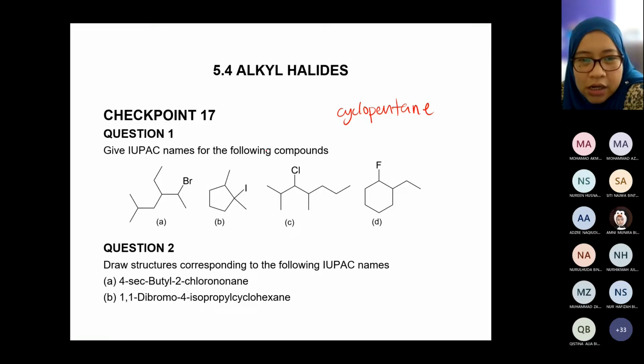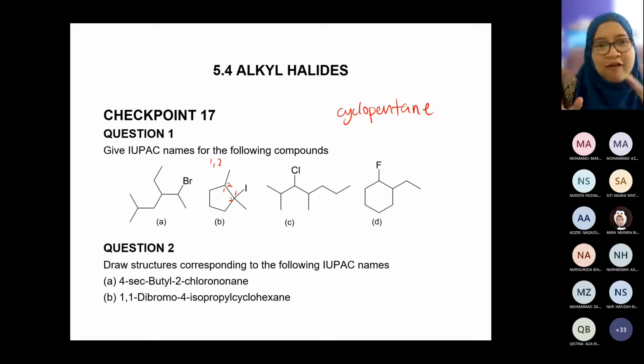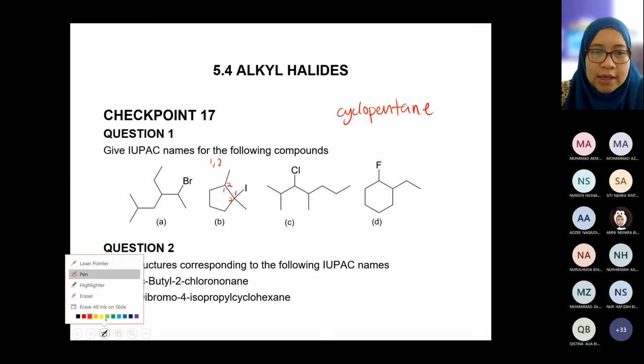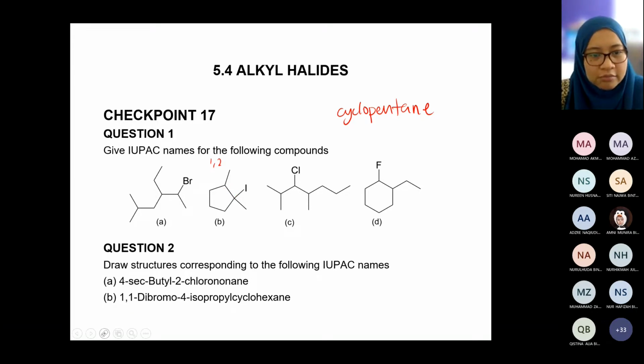Okay. And then, either way pun kita akan dapat nombor 1, nombor 2, ataupun kalau kita start from here, 1 and 2. Betul tak? So, kita akan tetap dapat 1 dengan 2. Tapi, siapa will be assigned sebagai nombor 1? Siapa will be assigned sebagai nombor 2? Ini bukan kes kita nak compare alphabetical order ke apa. Belum lagi. Ini awal-awal lagi. We are going to assign this carbon as carbon number 1. This one as carbon number 2. Why is that so? Because this carbon, okay, has two substituents attached to it.